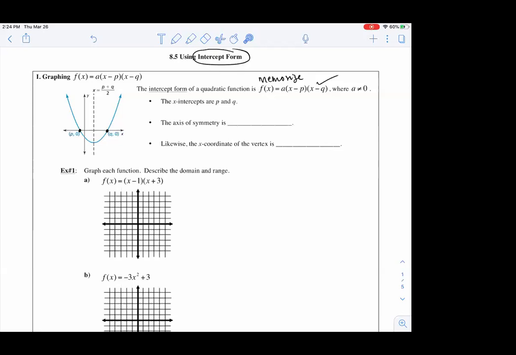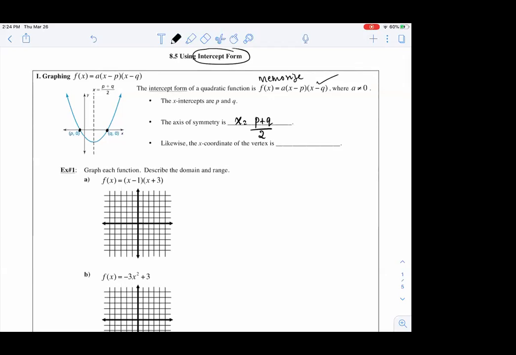Correct. Okay. So the axis of symmetry is x equals, you just take the average of your x-intercepts, p plus q divided by 2. That is the axis of symmetry. It's just the average of the x-intercepts. If that's the axis of symmetry, can you tell me anything about the x-coordinate of the vertex? Isn't that the same as the axis of symmetry? The x-coordinate is on the axis of symmetry. So the x-coordinate will also be p plus q over 2.